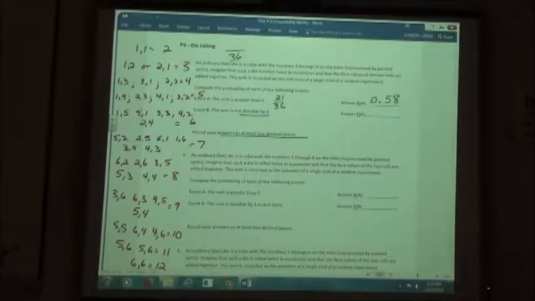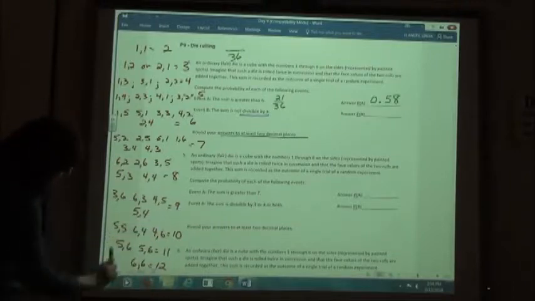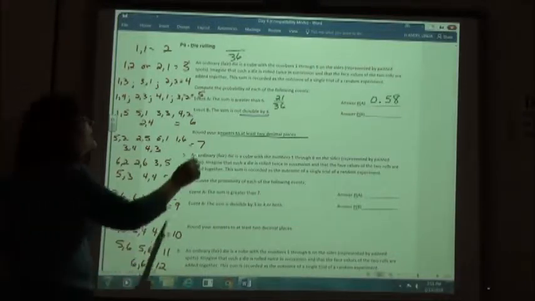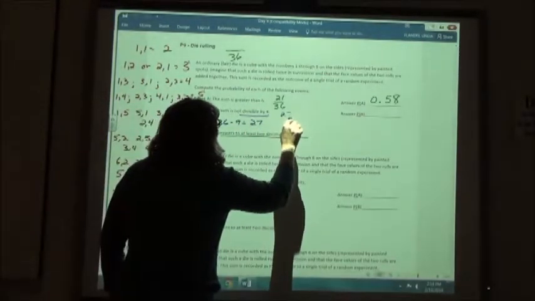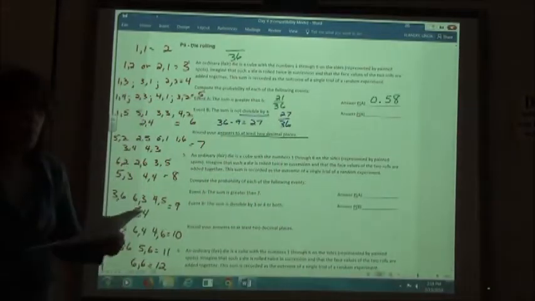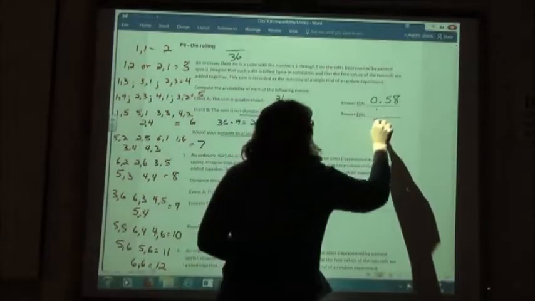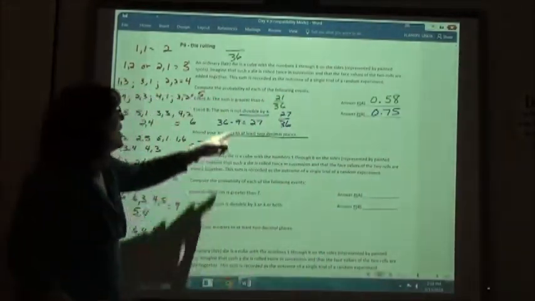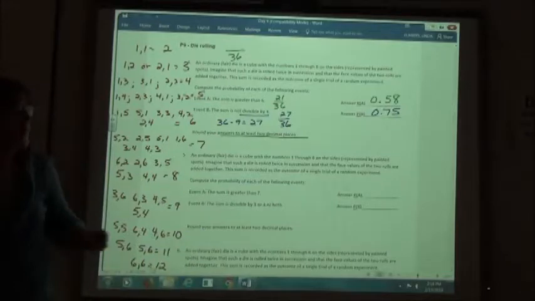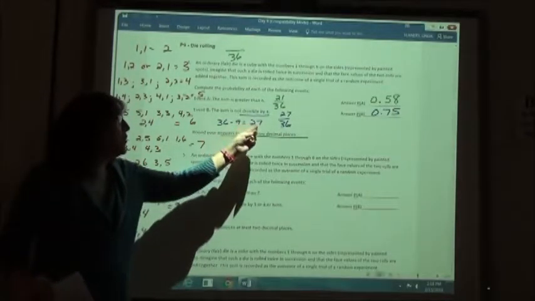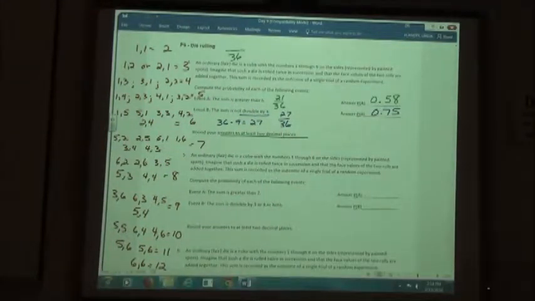So if we do the ones that are divisible by 4, we have 1, 2, 3, 4, 5, 6, 7, 8, 9, right? If I take 36 minus 9, it's going to be 27, right? 27 out of 36. You got to subtract first. So that's 0.75. I counted up the ones that were divisible by 4 because there were fewer on my list, and subtracted from 36. So if 9 are divisible by 4, 27 are not divisible by 4, and then I can do my fraction, 27 out of 36.